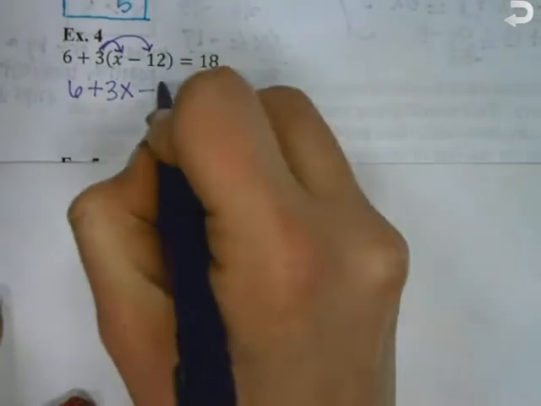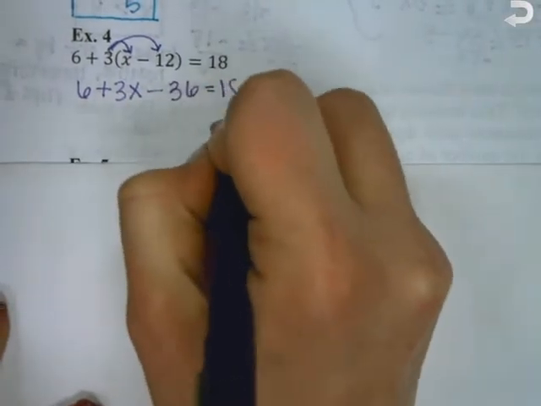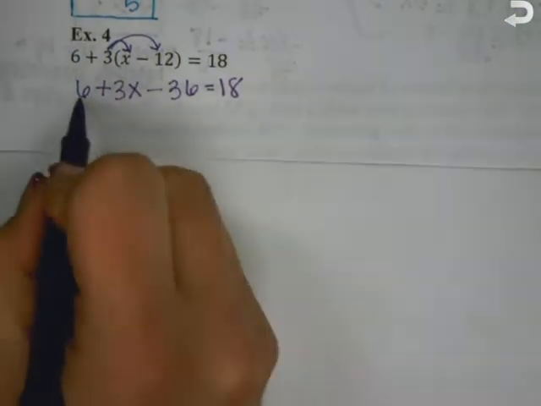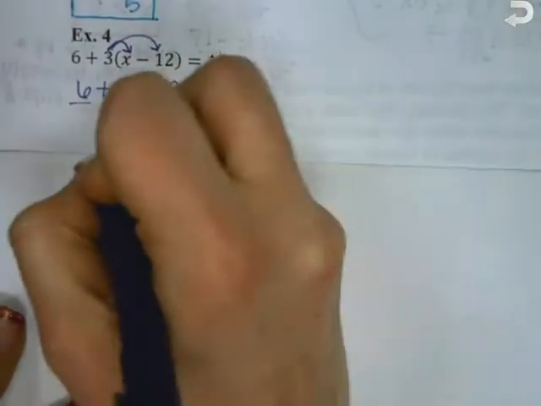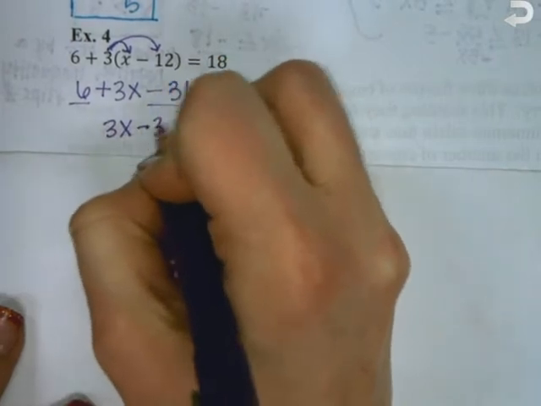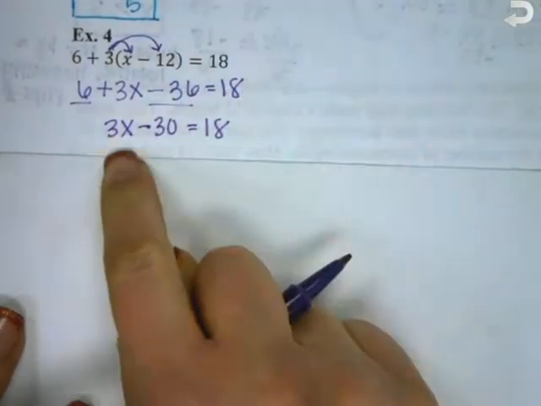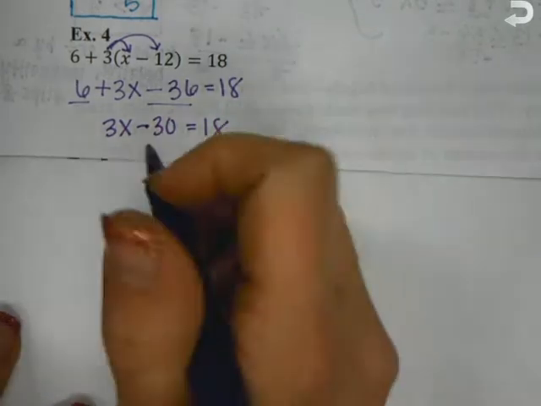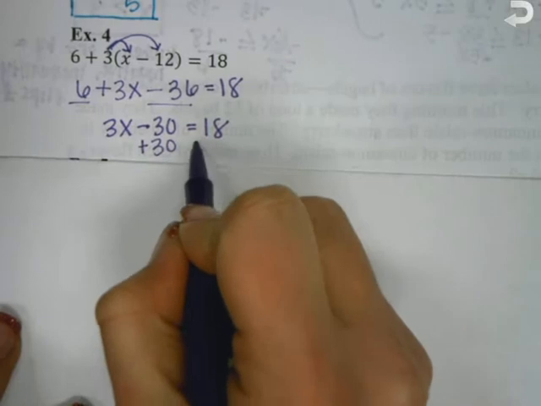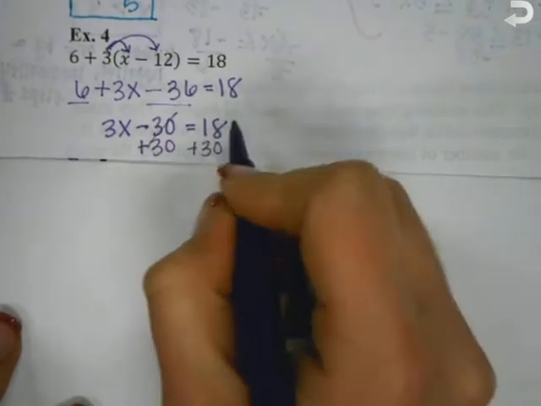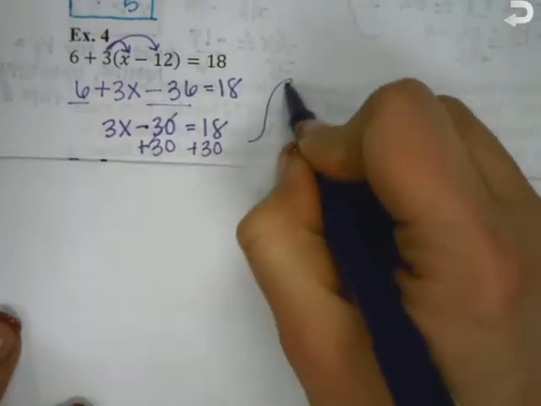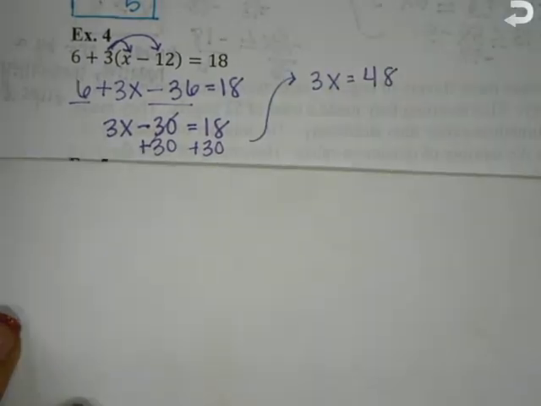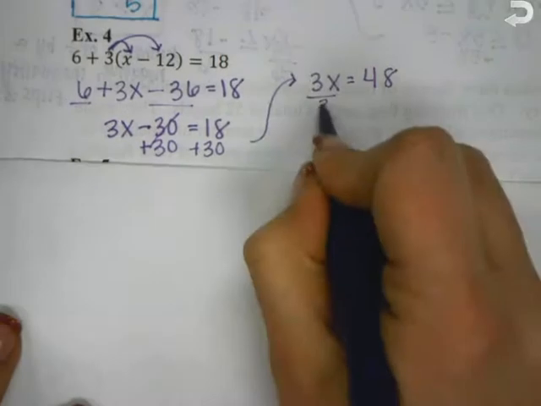Okay, now what can I do? I can combine like terms. What is 6 minus 36? Negative 30, right? So we get 3x minus 30 equals positive 18. Yes, now I can add 30 to both sides. So that gives me 3x equals 48. And then what do I want to do? Very good, divide by 3. So x equals 16.